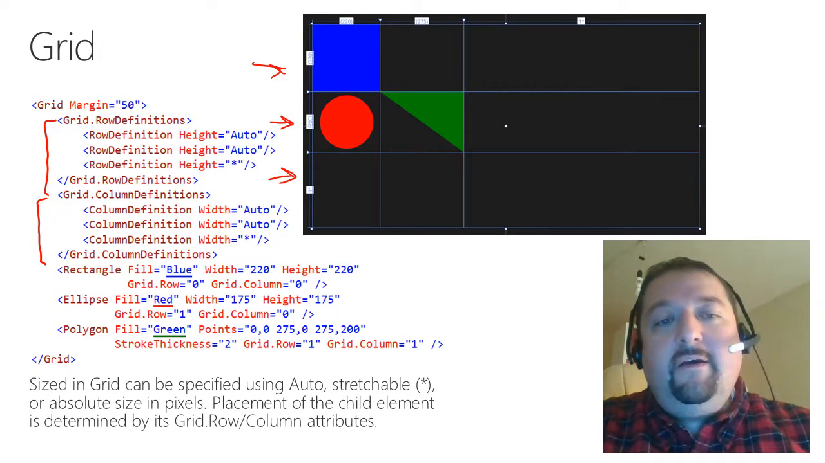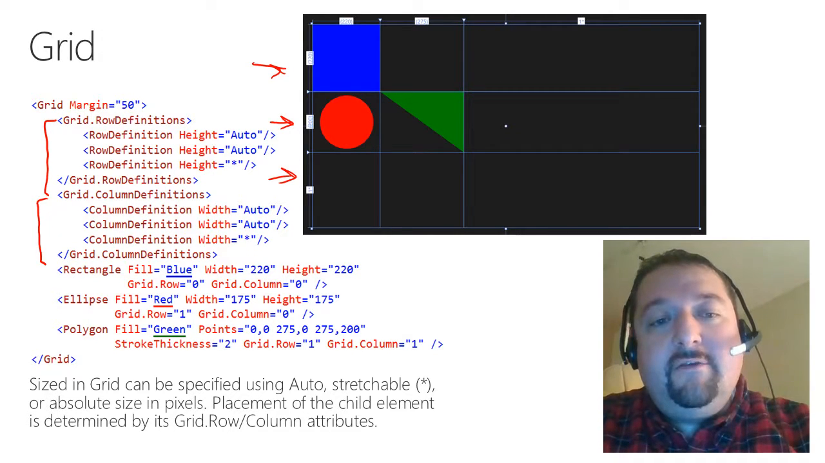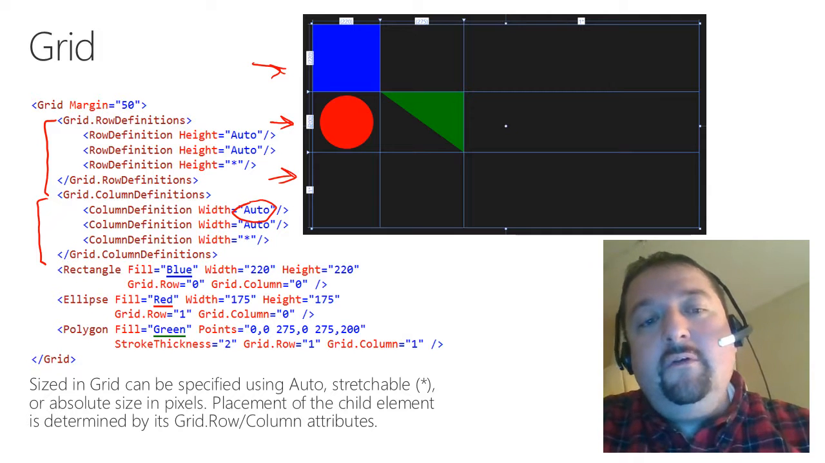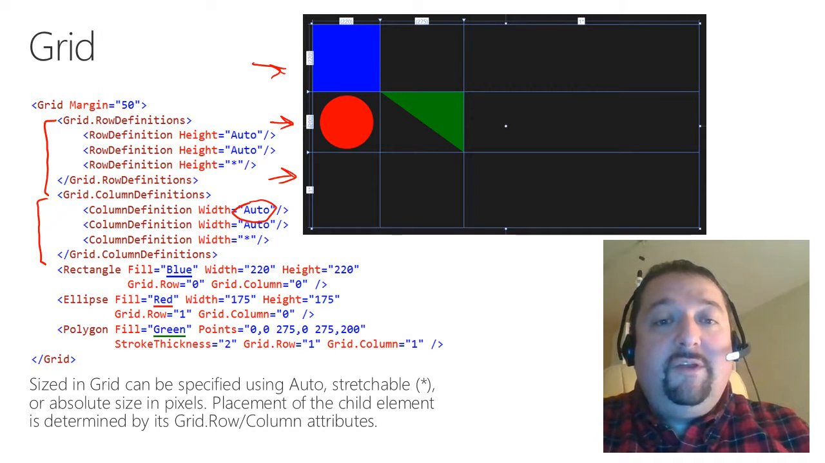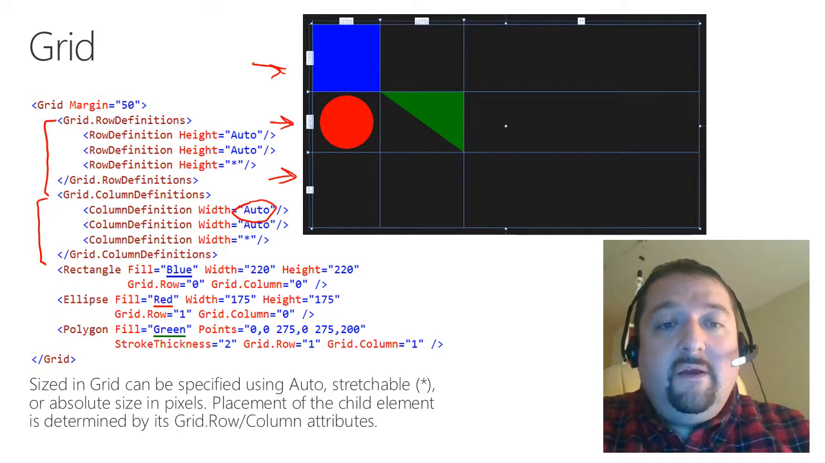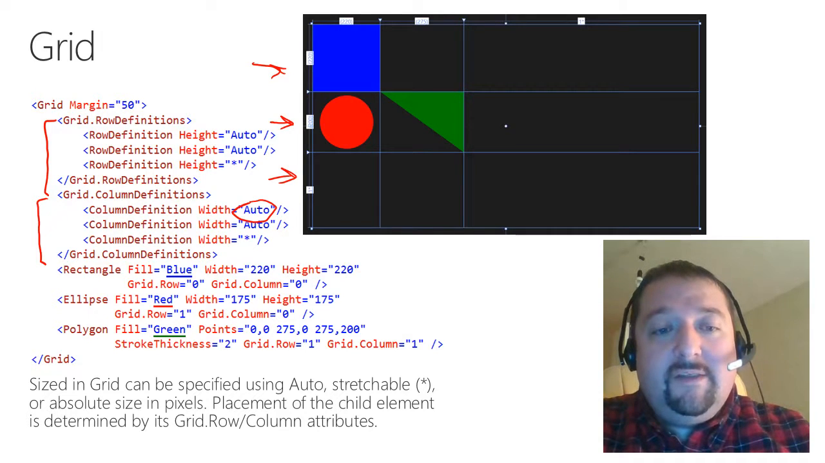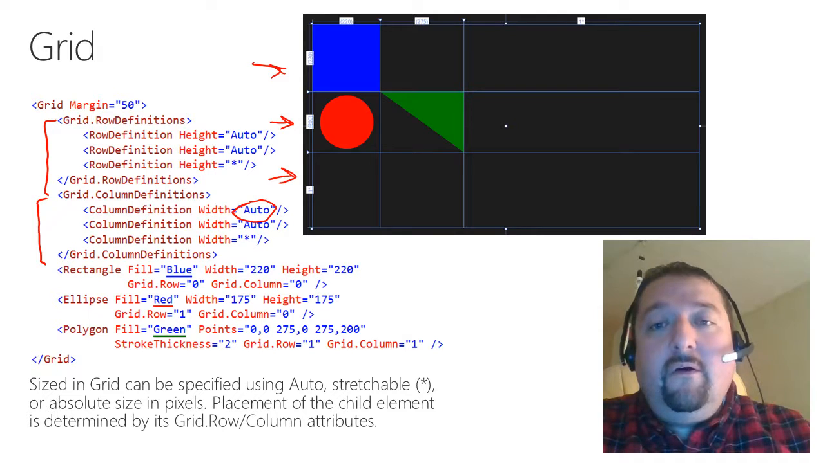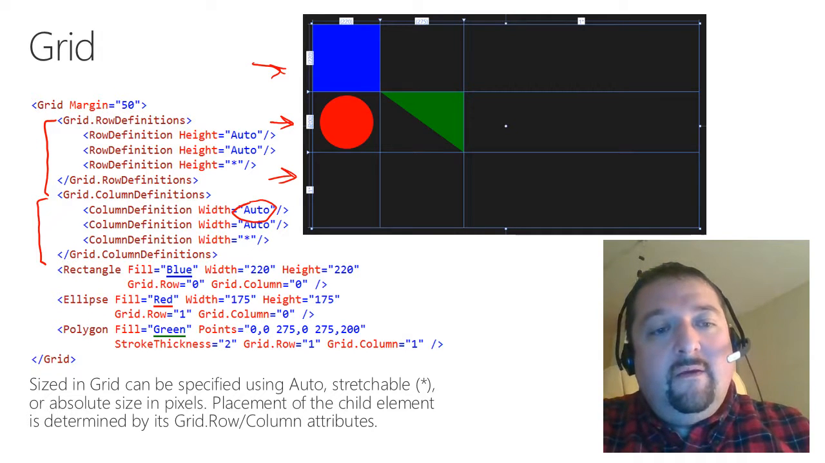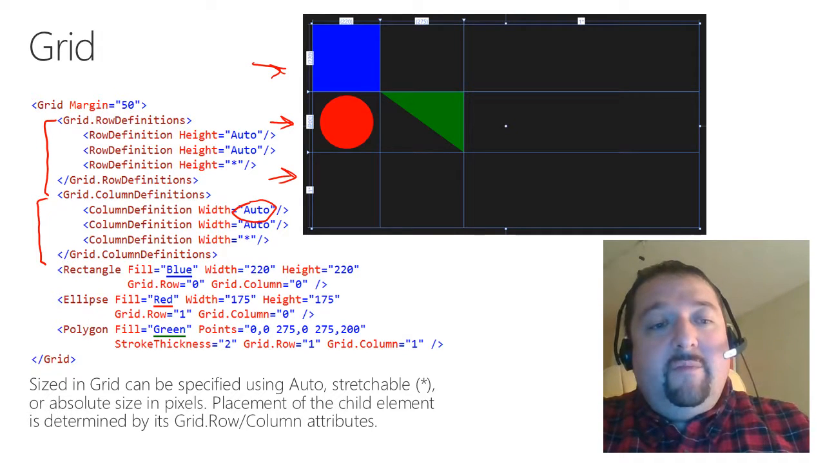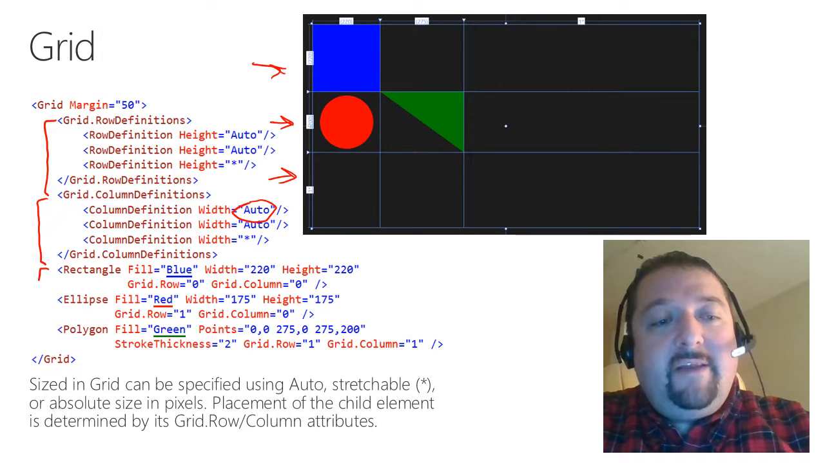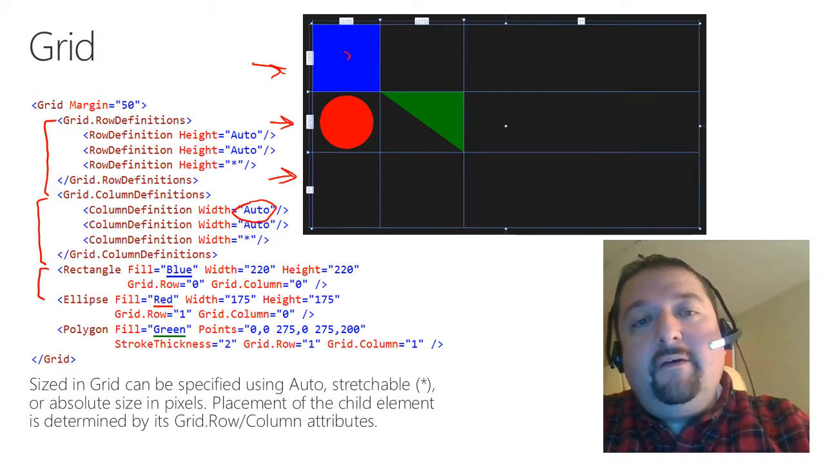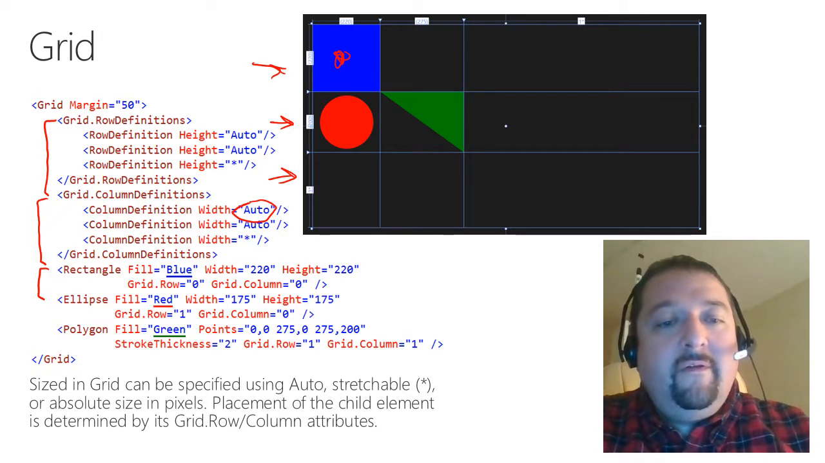And you can see that column definitions in this case and row definitions, they have the size auto. Auto meaning that the size would be determined automatically from the elements inside. And star means that it would fill all the available space. Then if I have elements, for example, I have this rectangle, and you see it's displayed in the top left corner.